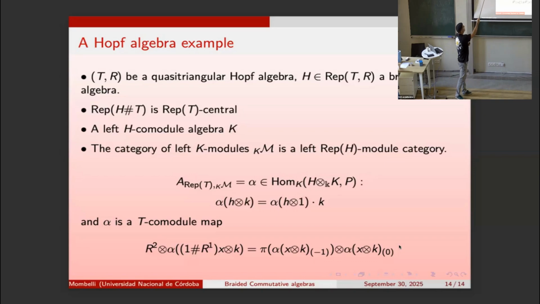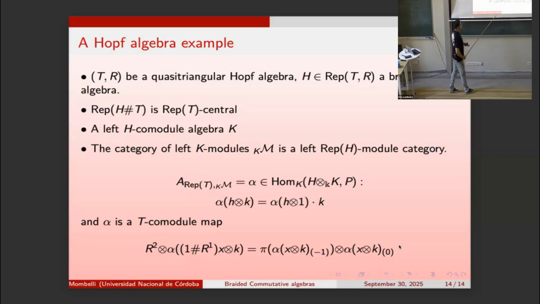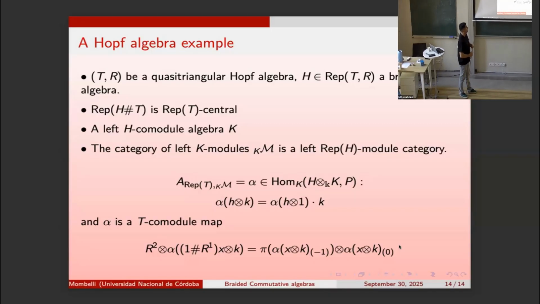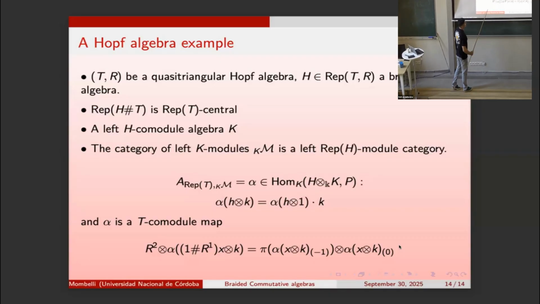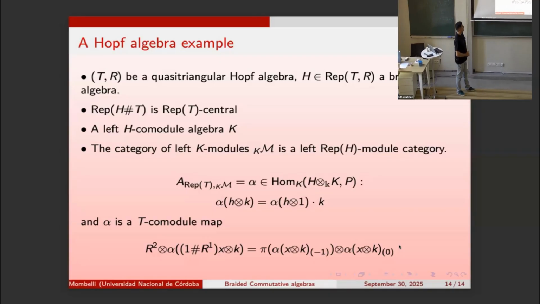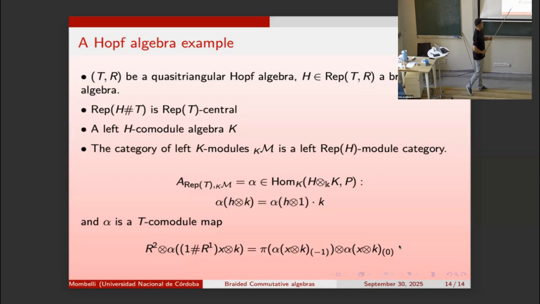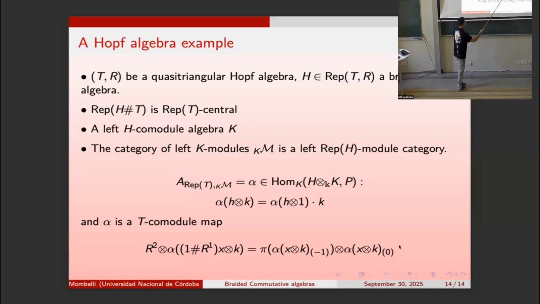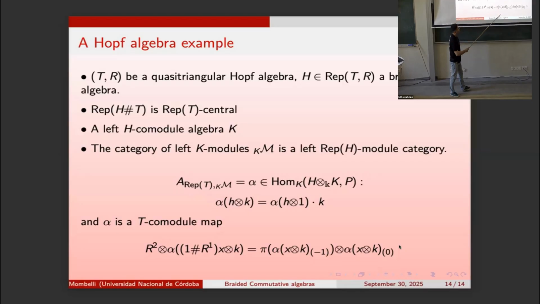So as before, if T is a quasi-triangular Hopf algebra, and then you take H a Hopf algebra, a braided Hopf algebra inside that, and then this category is central, and you take a comodule algebra, and then this is a module category of the category of modules of the H, and then we could compute this relative braided commutative algebra, and as before, there are elements in this. Oh, this P is K.